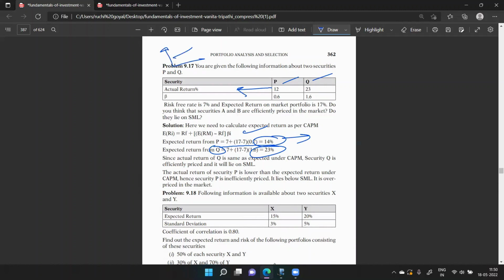So overpriced security will lie below the SML line. And this is efficiently priced because it is equal. Since the actual return of Q is the same as the expected return under CAPM, Q is efficiently priced and it will lie on SML. The actual return of security P is lower than the expected return under the CAPM, and hence security P is inefficiently priced. It lies below SML and it is overpriced in the market.